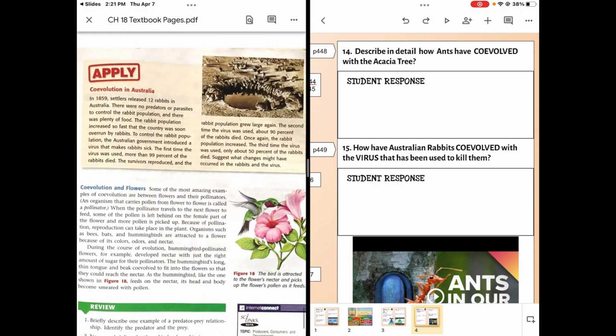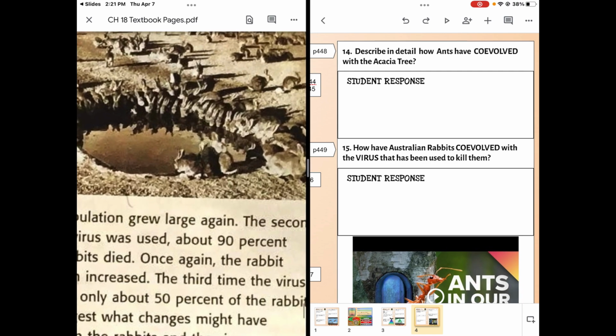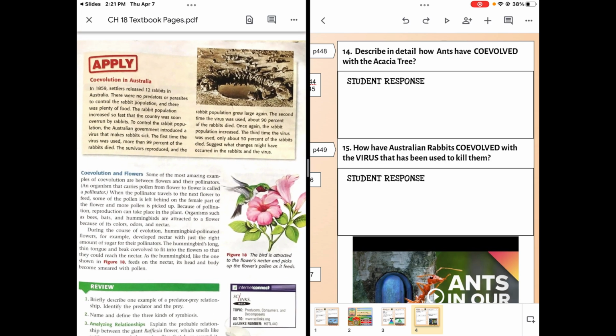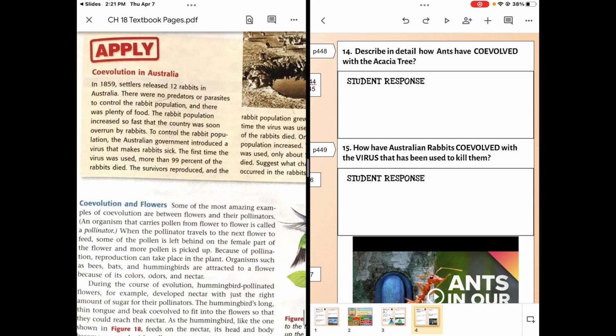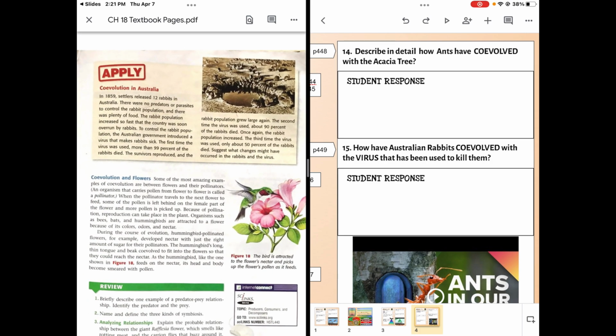Sometimes coevolution can be what we would think of as negative. So in Australia, question 15, rabbits were introduced and they just went nuts and were real happy and took over. So the Australian government, to solve the problem of too many rabbits, they couldn't shoot them all, there was just nothing to be done, they introduced a virus. And over the years, the rabbits and the virus have co-evolved. So if you read up here in the apply box, you can describe how they have changed compared to each other.